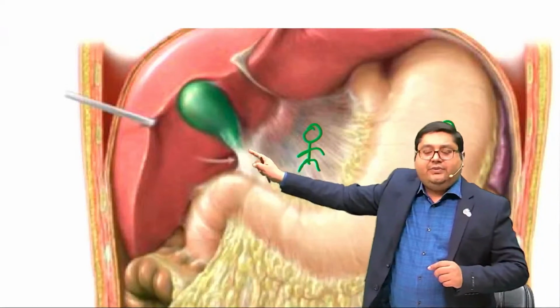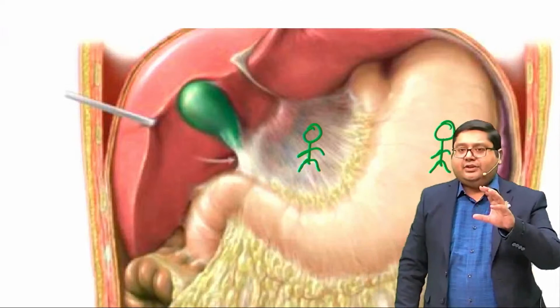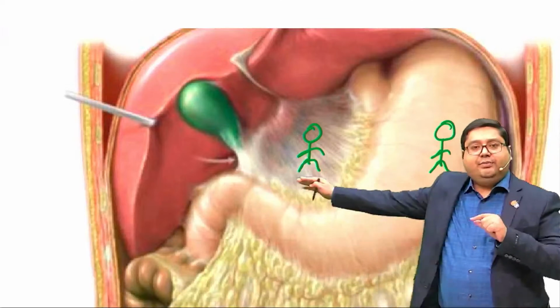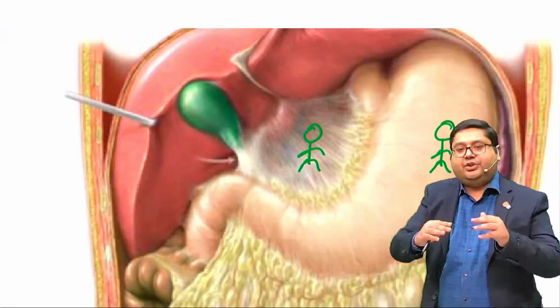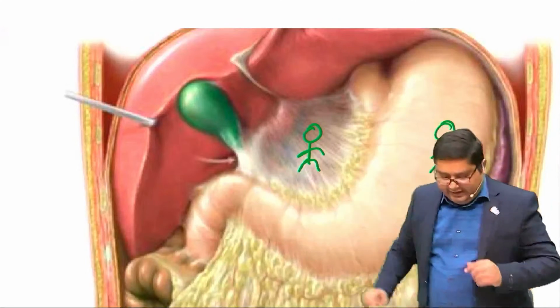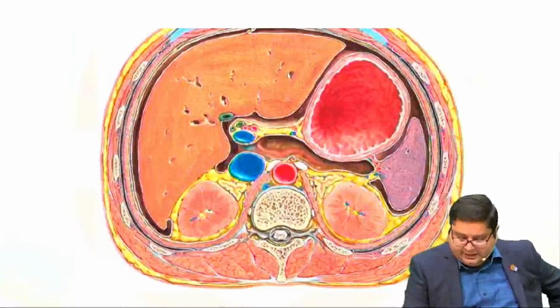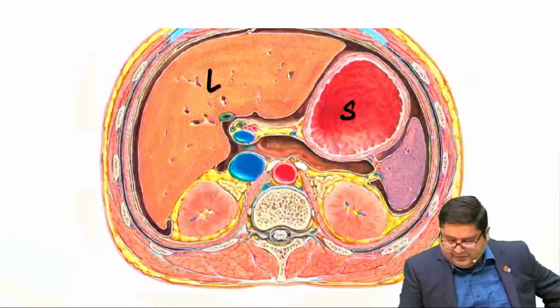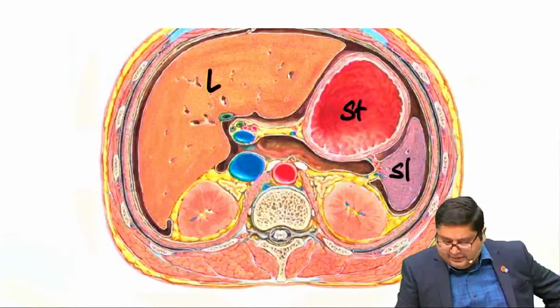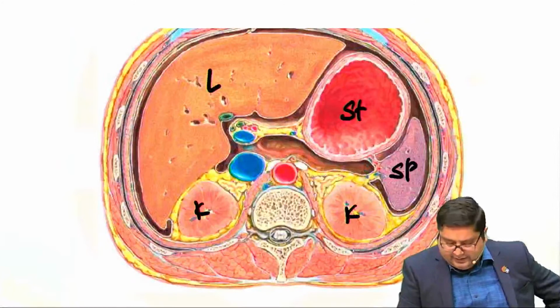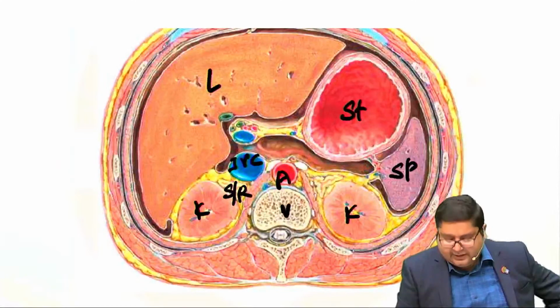In this right free edge, we have the portal triad structures present, but we can't see the posterior boundary over here. So to see the posterior boundary, we will take a section. When you take a section, you will get this picture right here. What you can see here, dear friends, is that this is the liver, this is the stomach, this is the spleen, these are the kidneys, this is the vertebra, aorta, IVC, and the right suprarenal, correct?